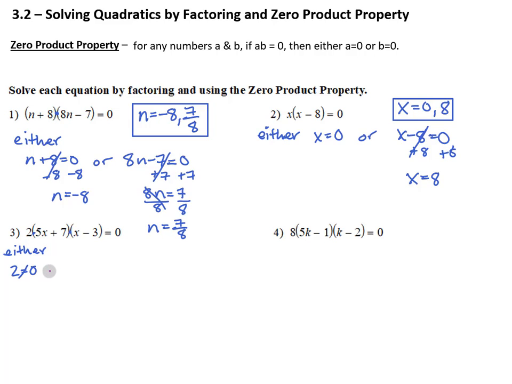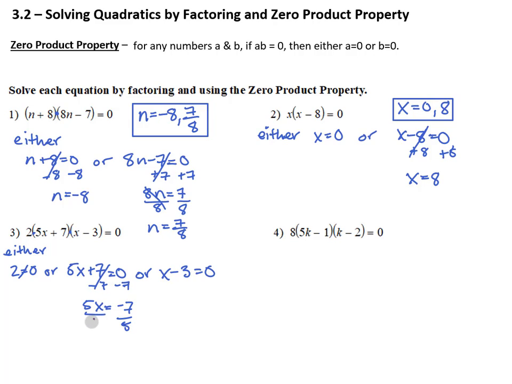It does have some effect on the graph of this. It would make it twice as tall. But as far as the solutions, they would be the same. Okay, so or 5x plus 7 equals 0, or x minus 3 equals 0. We've already eliminated that first case. Over here, I would need to subtract 7 and then divide by 5.